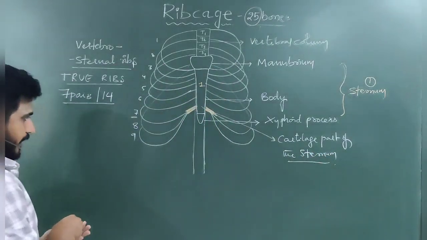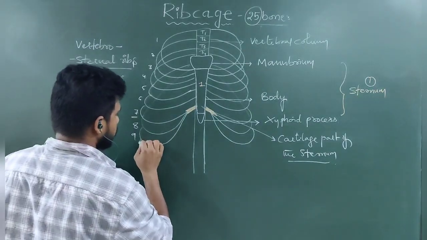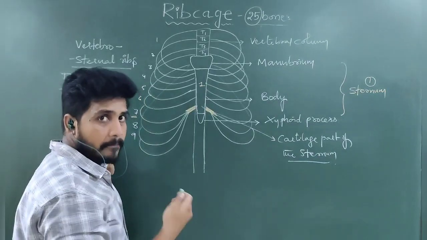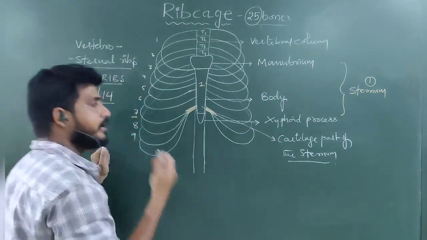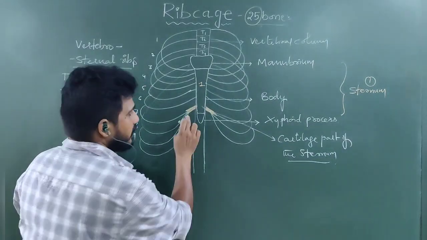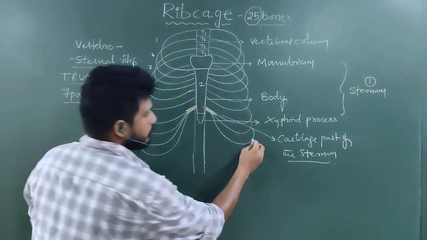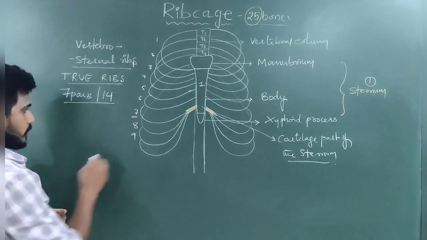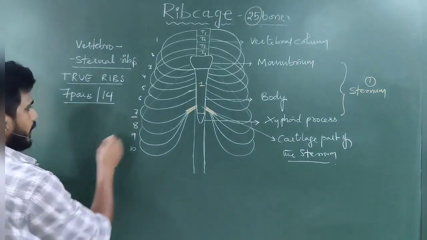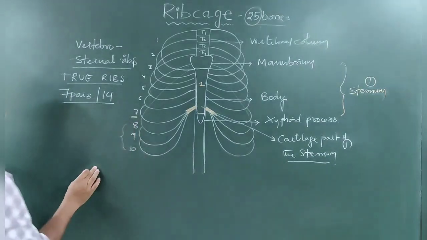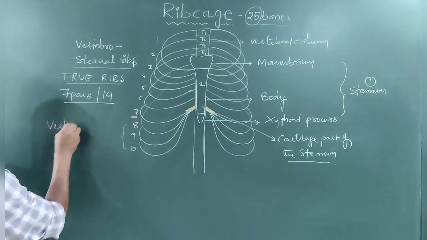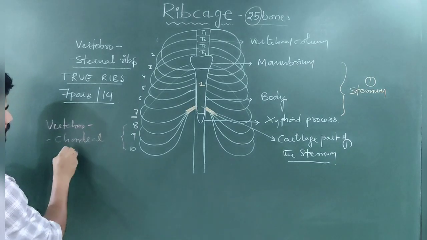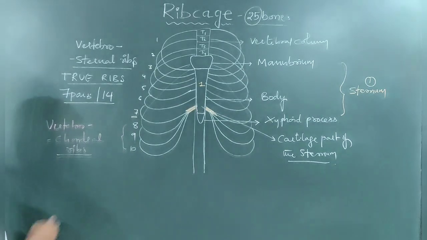So 8 and 9. Then the 10th one also. The 10th one is coming from the vertebral column but not directly connected to the sternum. But which part of the sternum are they connected to? Cartilage. Cartilage means what? Chondral. So here also it is connected. That's why the 8, 9 and 10 pairs are called vertebrochondral ribs. Chondral means what? Cartilage.